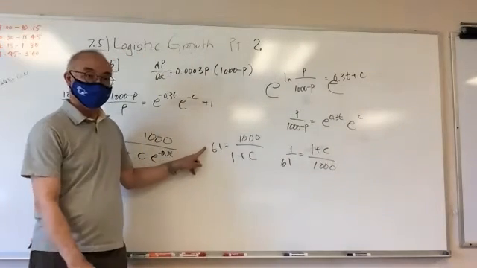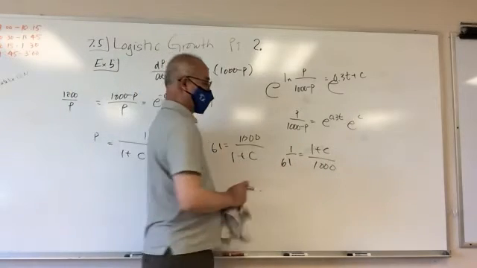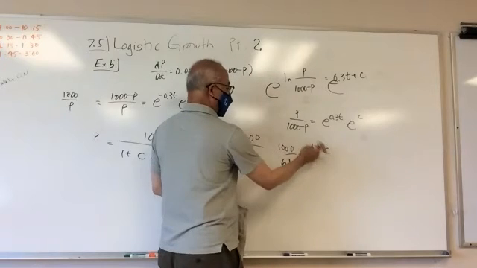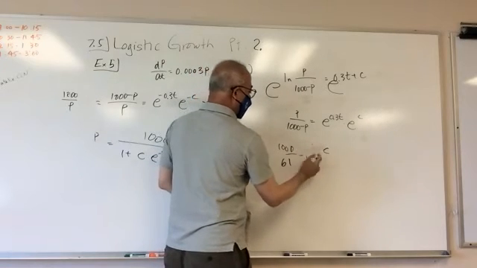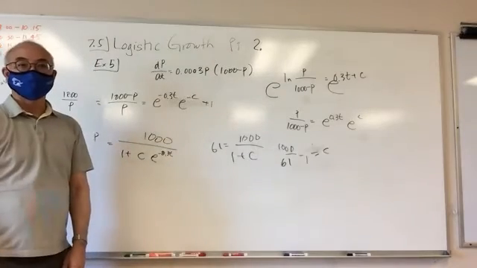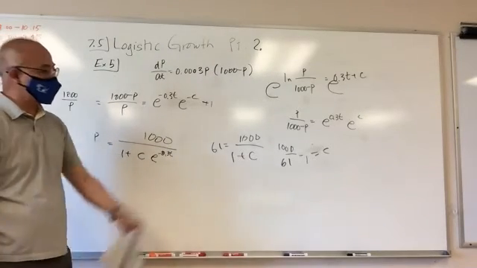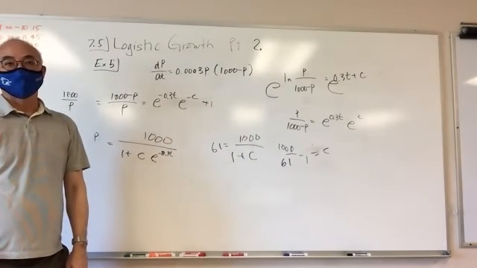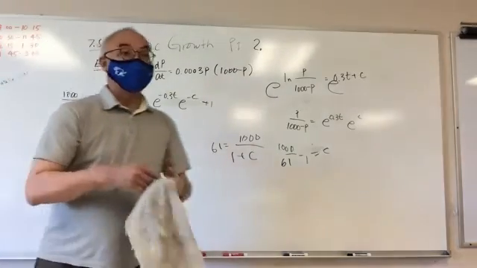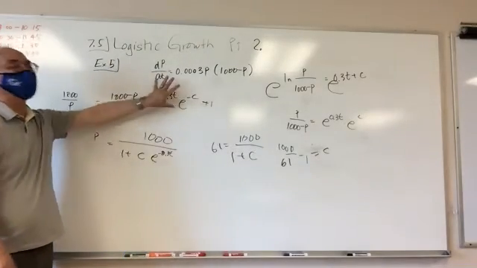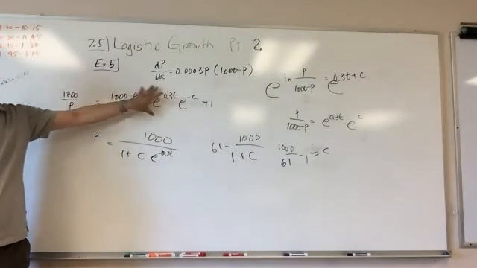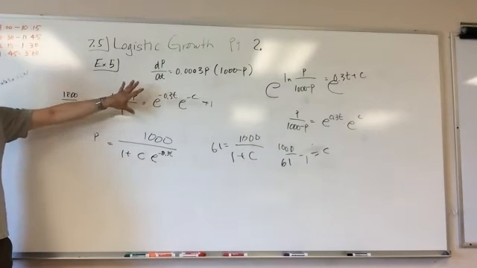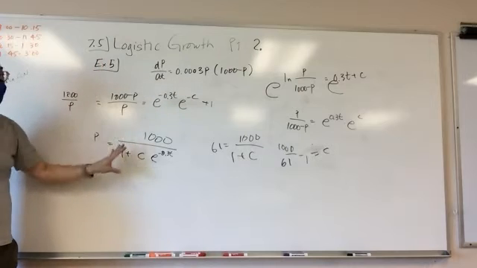So I take this, flip it over, multiply it by 1,000, move the 1 over. Whatever that number is, that is your C. So again, this is not easy. And I am not going to ask you to do this on the test. But you do need to know where this all came from.